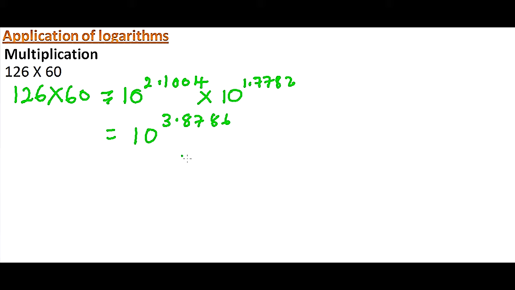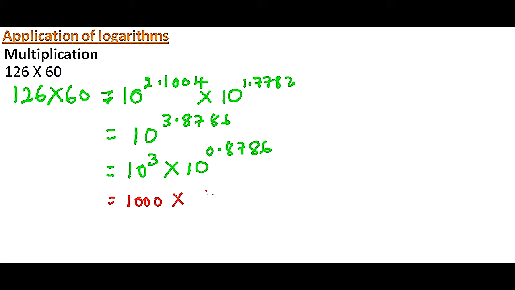3.8786. Now we can again separate this and write it as 10 cubed multiplied by 10 to power 0.8786. So we get the anti-logarithm of this, and 10 cubed is the same as 1000, multiplied by the anti-logarithm of 0.8786, which is 7.561. So when you multiply by 1000, you get 7,561. So that is the product of 126 multiplied by 60. We have applied the logarithm to multiply these two numbers.